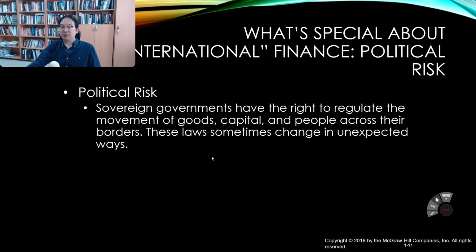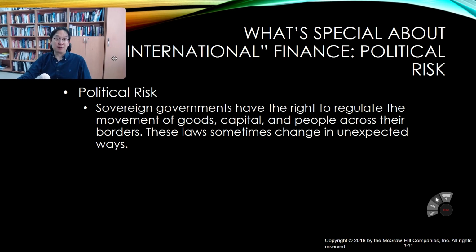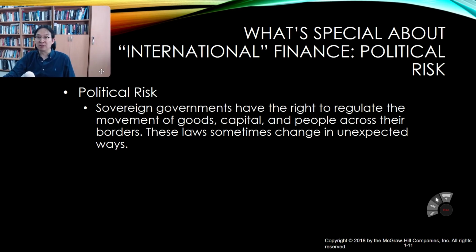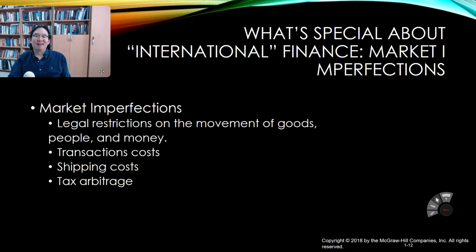Anyway, so that's political risk. Uncertainty is also always there, right? Different countries, different risk. Sovereign governments have the right to regulate the movement of goods, capital, and people across their borders. These laws sometimes change in unexpected ways. Yeah, unexpected ways. Be our guest, I told you. Right.